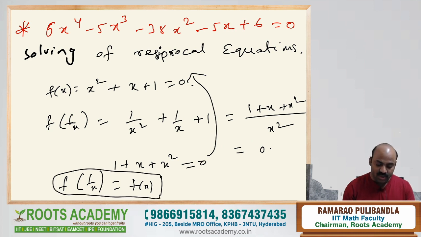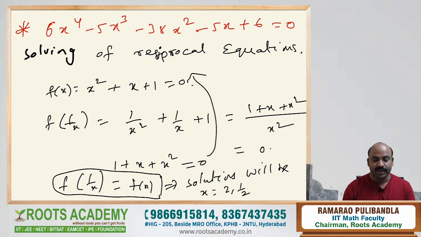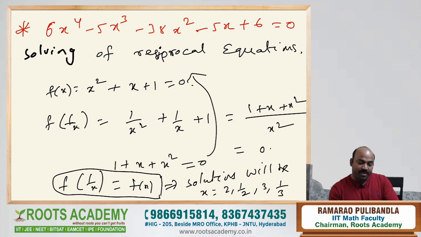So in this, generally the solutions will be like this. For example, x equal to 2 comma 1 by 2. These types of solutions will be there. For example, if 3 is there, then minus 1 by 3 or plus 1 by 3. So just reciprocal. If one is x, another one will be 1 by x. These types of solutions will be available for this type of questions.